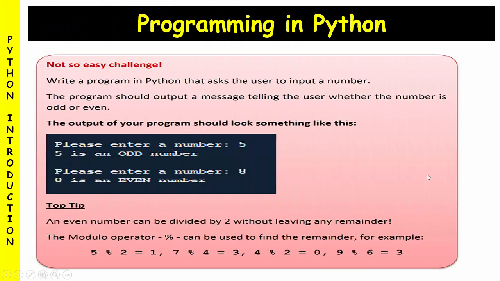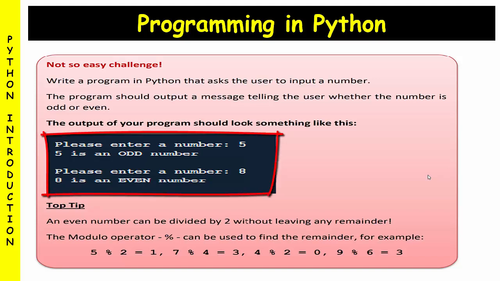Not so easy challenge. I want you to write a program in Python that asks the user to input a number. The program should output a message telling the user whether the number is odd or even. Now, the output of your program should look something like this below. So please enter a number. So if you enter 5, 5 is an odd number is the message that you should receive. However, if you enter the number 8, 8 is an even number is the message that you should receive.